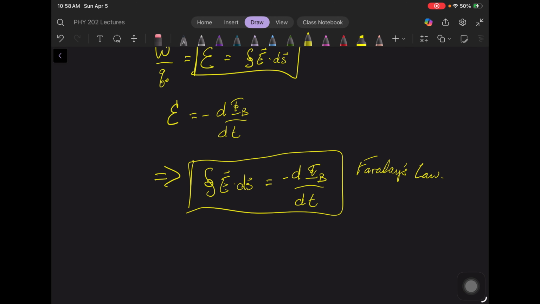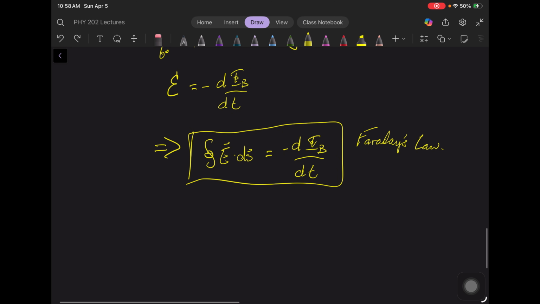And so what can we do with this? If we can know the change in flux, we know the path around which we're going, we can calculate the electric field we create by changing a magnetic field. And so let me write that down.